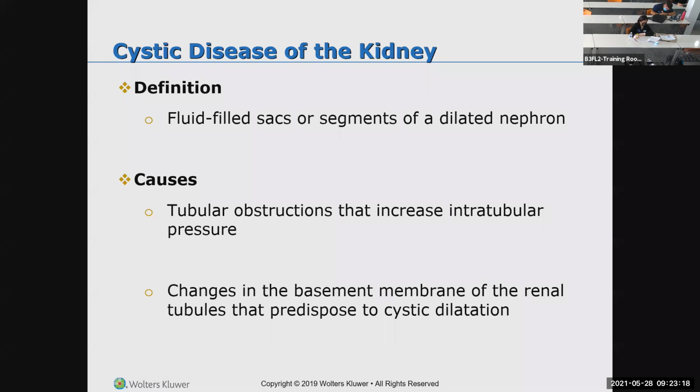Autosomal dominant polycystic kidney disease. What is the probable cause of autosomal dominant, which is coming in the textbook also? Autosomal dominant polycystic kidney disease, where the epithelial cells of the renal tubule multiply profusely and lead to the formation of cyst in my kidney. That leads to cystic dilation.